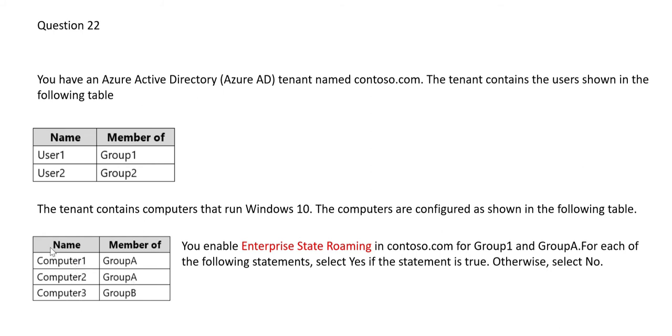But can user 2 also get the same experience? Think about it. See, user 1 was getting it because you are doing enterprise state roaming for group 1. So that is group 1 where user 1 belongs to, and group A which is computer 1. So user 1 gets access to computer 1 in group A and can get access to computer 3 as well. Even though it belongs to a different group, it will still get access to it. Okay, so our first answer is yes.